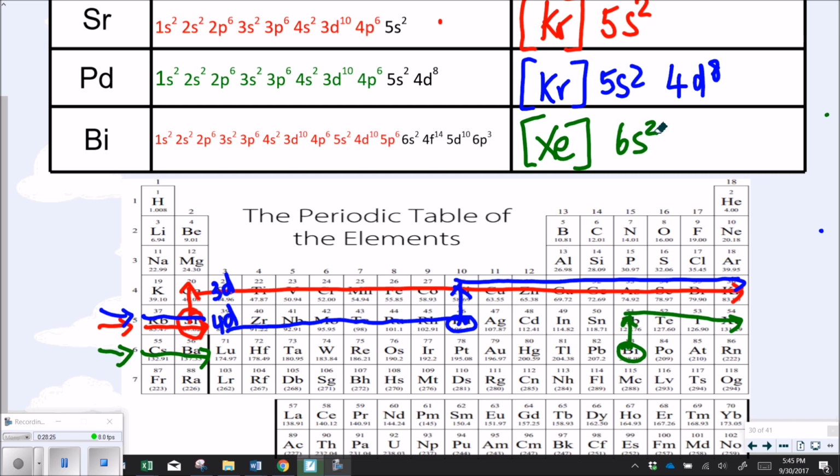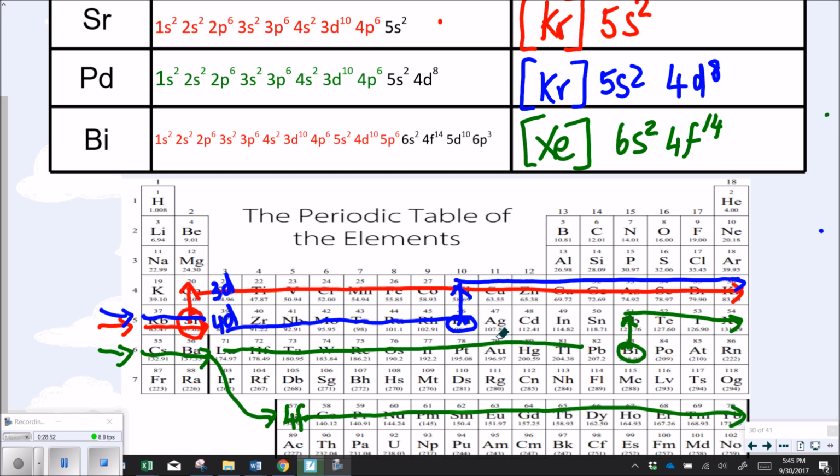Now you have to remember that after barium, we don't go straight to element number 71. We have to go to element number 57. And this is 4f. So 4f all the way through 4f14. Now I've reached 70 and I can go to 71 over here, and I go to the end of d. This is 5d, so 5d10. And then over here I have 2p, 3p, 4p, 5p, 6p, so 6p, 1, 2, 3.